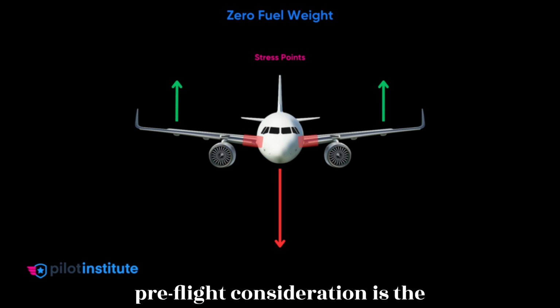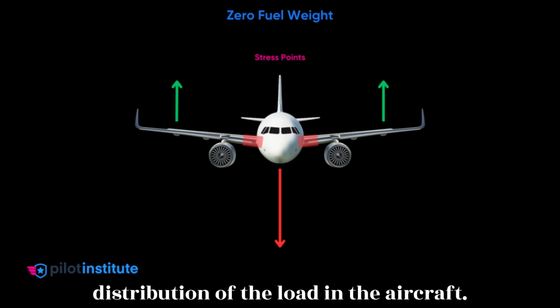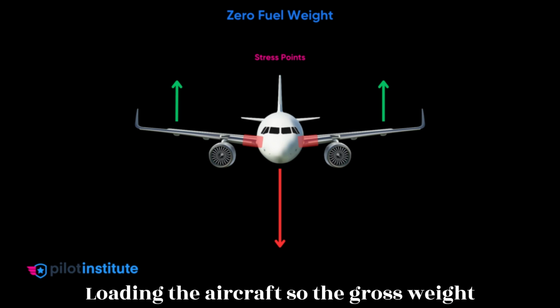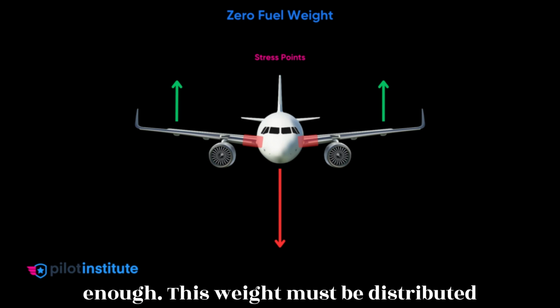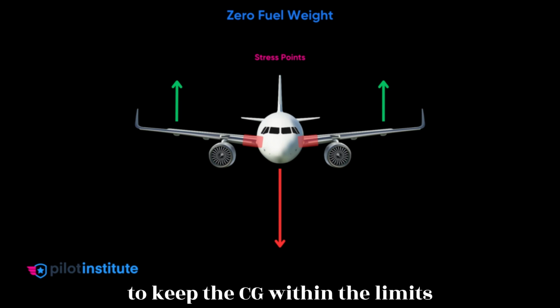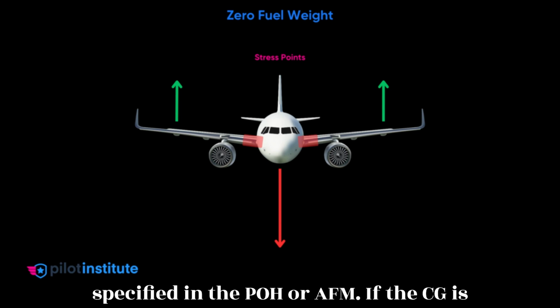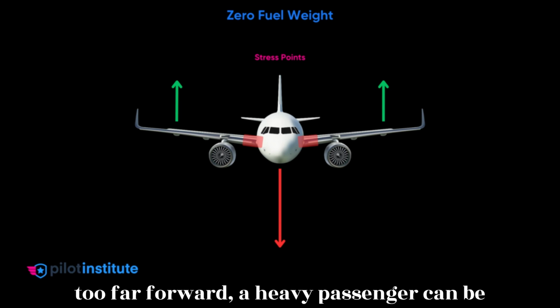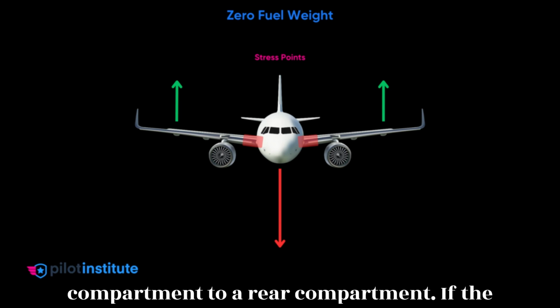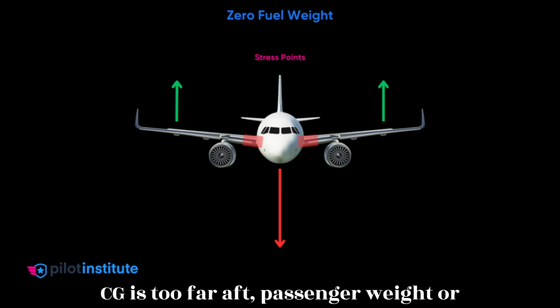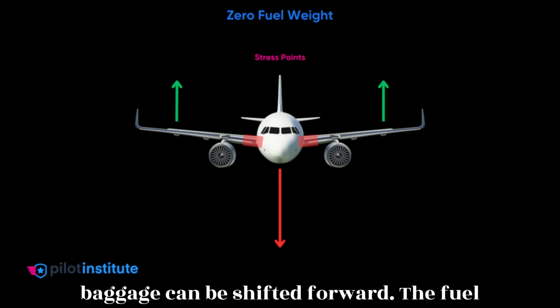One important pre-flight consideration is the distribution of the load in the aircraft. Loading the aircraft so the gross weight is less than the maximum allowable is not enough. This weight must be distributed to keep the CG within the limits specified in the POH or AFM. If the CG is too far forward, a heavy passenger can be moved to one of the rear seats or baggage may be shifted from a forward baggage compartment to a rear compartment. If the CG is too far aft, passenger weight or baggage can be shifted forward.